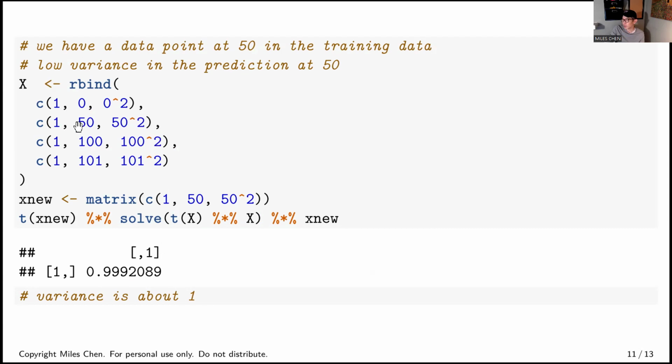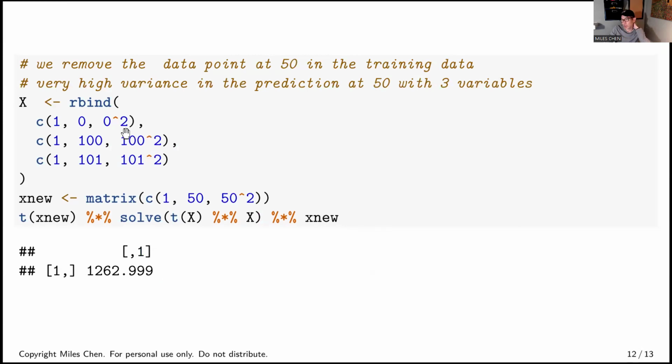All right, what happens if I get rid of this observation right here, at 1, 50, 50 squared? If I remove this data point at 50, I have a point at 0, a point at 100, and a point at 101, and I want to make a prediction where my new observation is 50. Look at what happens. If I do X new, X transpose X inverse X new, now my variance is 1,262. So we get something wildly different.